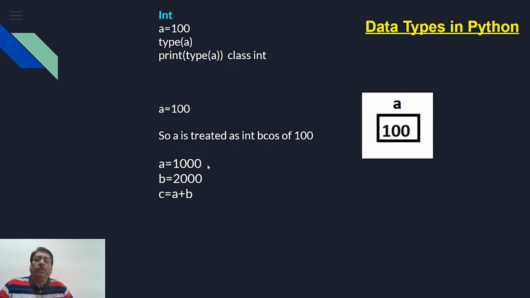So this is how you can work with the integer data type, wherein you assign a value to a variable which is not going to have any fractional value, any fractions. Then you call this variable an integer variable.